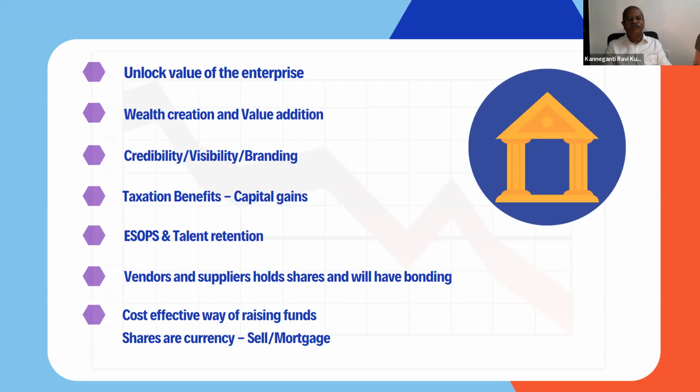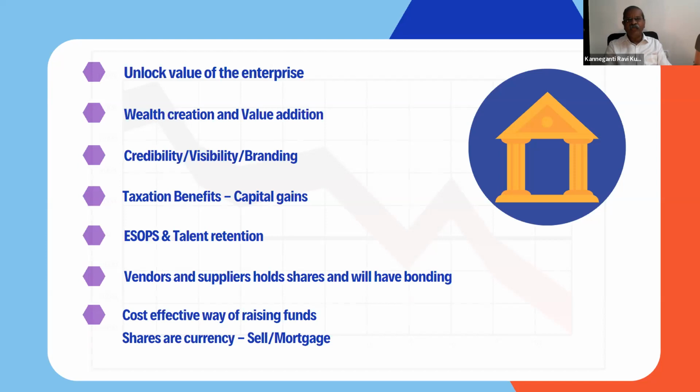So it is very economical to raise funds through equity markets. Another advantage, shares are currency. Shares are currency means it's just like cash. Suppose you want to have some money, or some funds, then immediately you can sell it in the trading platform of the exchange and you get your money within no time. So they are just like a currency. Or if you don't want to sell, you can pledge them and you can take a loan also. So that is also another advantage.